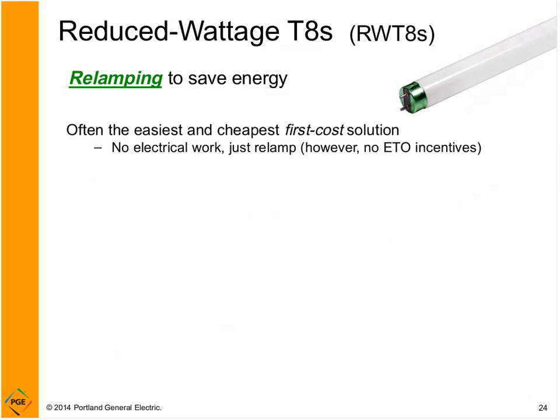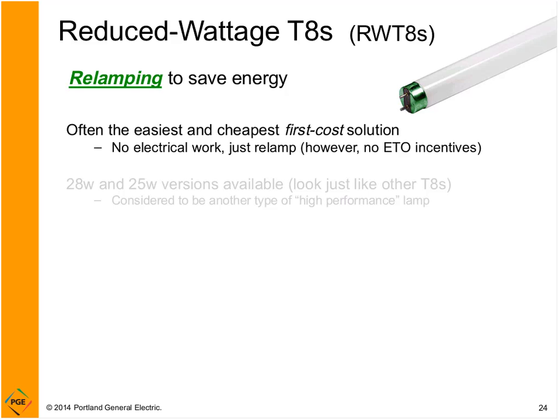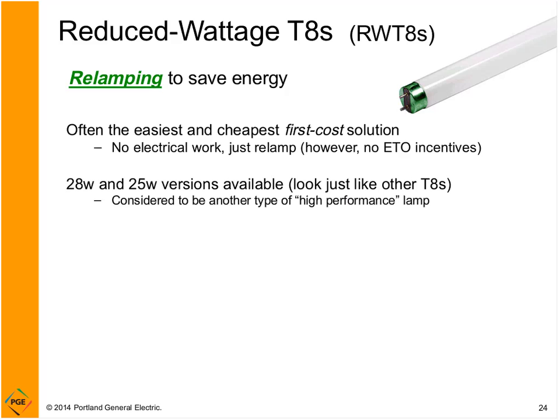So let's look at reduced wattage T8s, another type of high performance T8. So this can be a good strategy under the right circumstances. Let's first look at a fixture that's already T8, and you want to just relamp with a lower wattage lamp. Now this is the cheapest first cost solution. You can save 10% or more, but this would not be a good solution if the existing ballasts are old and starting to fail. The most common ones are 28 watts and 25 watts.